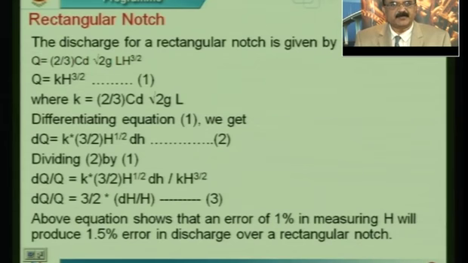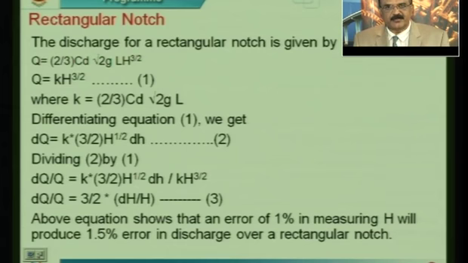Now differentiate this equation with respect to H. Therefore, I am going to get dQ by dH is equal to K into 3 by 2 into H raised to half. Remember, on the right hand side you have this H. When you differentiate that, that becomes 3 by 2 into H raised to half. Rearrange that, you are going to get dQ is equal to K into 3 by 2 into H raised to half into dH. Call that equation as 2.